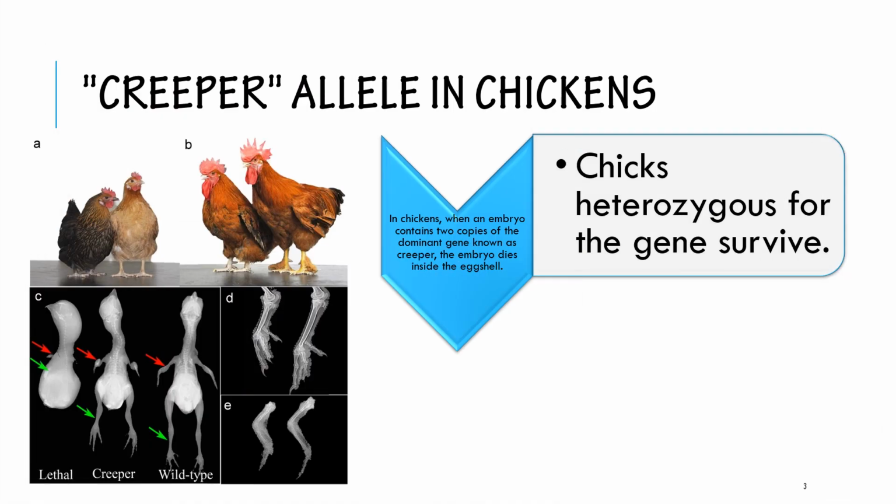Moving on, another example of lethal genes is the creeper allele in chickens. In chickens, when an embryo contains two copies of the dominant gene known as creeper, the embryo dies inside the egg. So two copies of the dominant gene, two uppercase C, will result in the embryo dying inside the eggshell. Chicks heterozygous for the gene survive but will display the creeper phenotype.